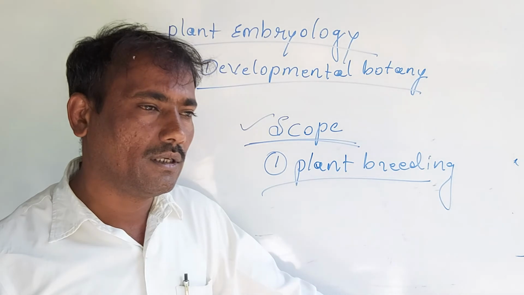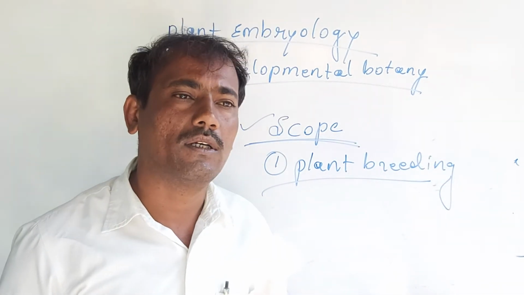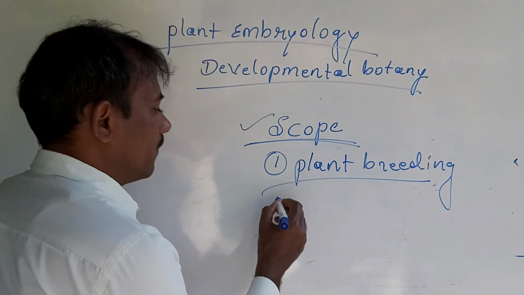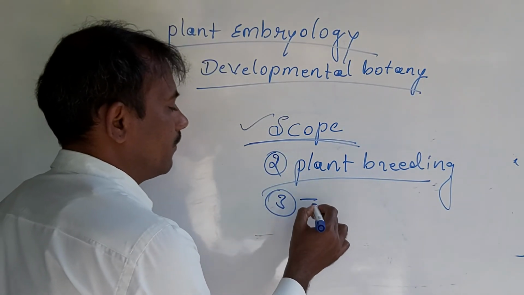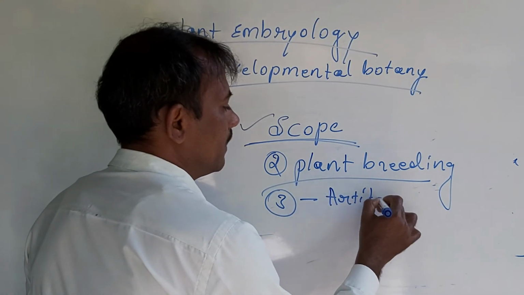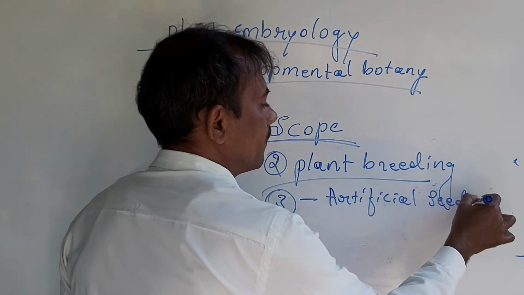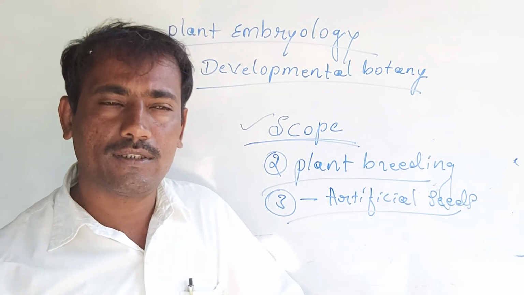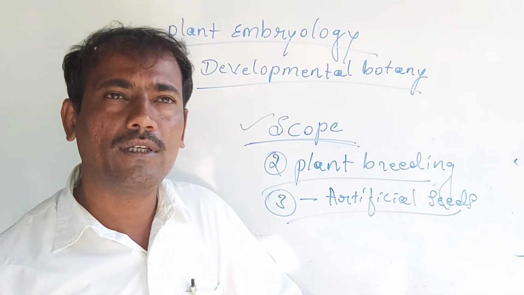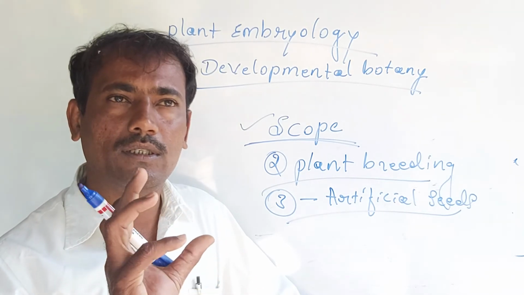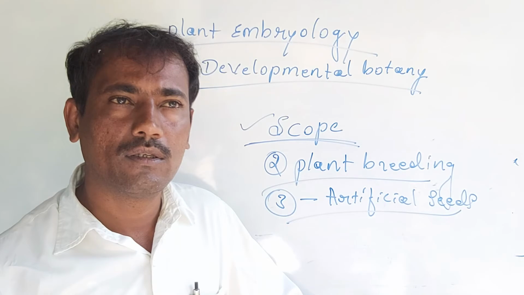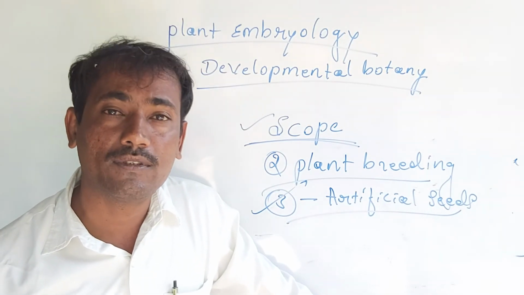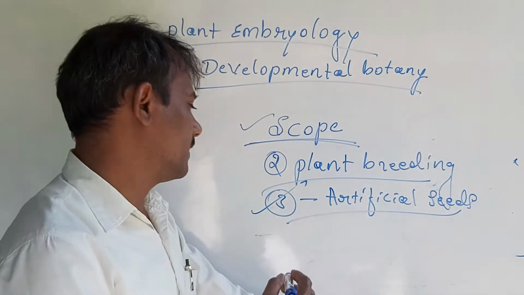Not only this, embryological data gives us an idea about the development of artificial seeds in the field of biotechnology. Artificial seeds are alternative seeds. Artificial seeds are developed with the help of embryos, which are produced on an artificially developed nutrient medium during tissue culture. So, the knowledge of embryology helps us to develop artificial seeds, also called synthetic seeds.